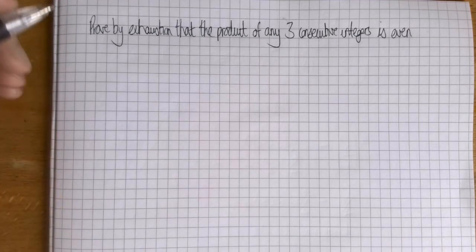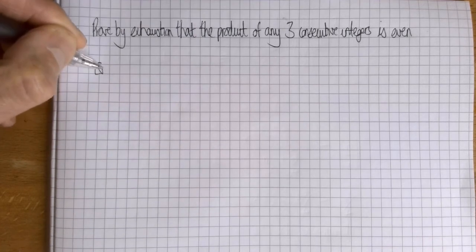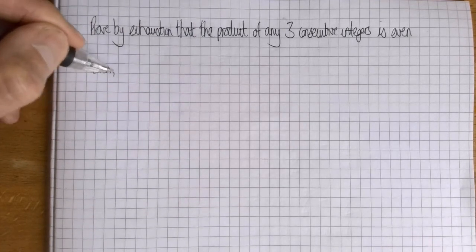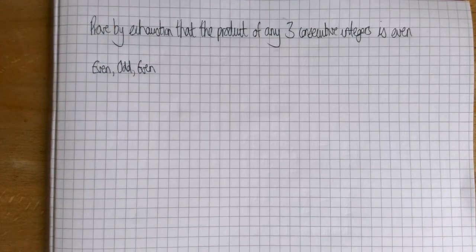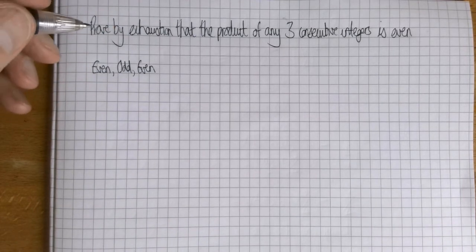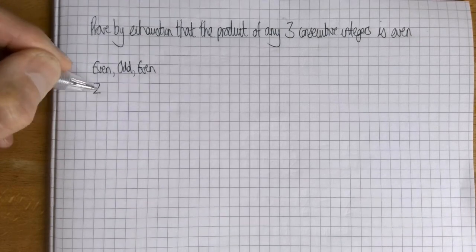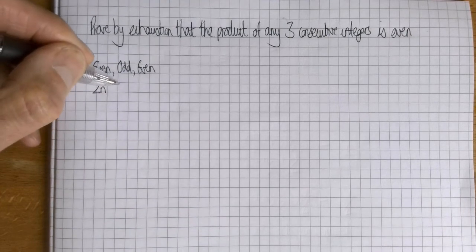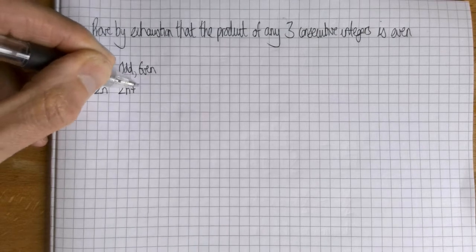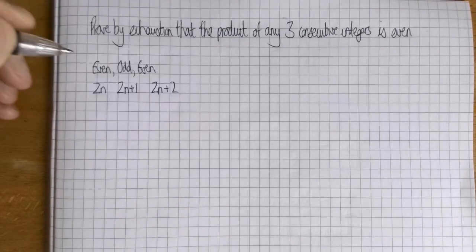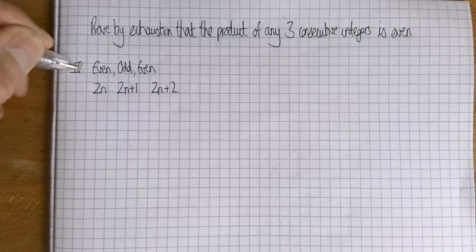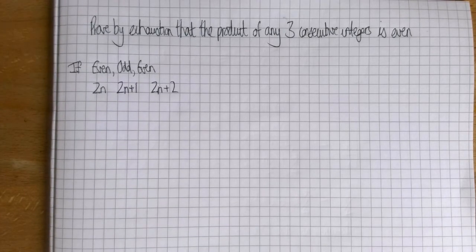Well, you could have an even number to start with, couldn't you? So that would be even, odd, even. So if the first number's even, then I would call that 2n, and then the next one would be 2n plus 1, and the next one would be 2n plus 2. So that's one option. So if we're dealing with an even, odd, even combination.